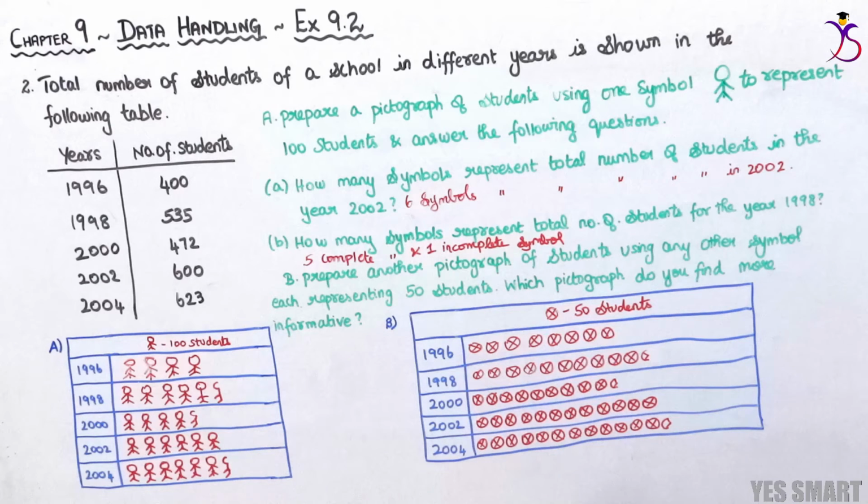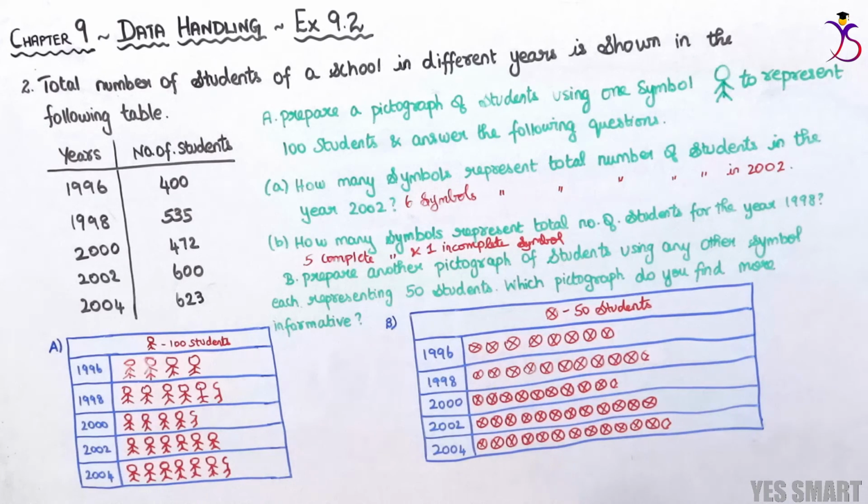We can say that the pictograph B, a symbol representing 50 students, is more informative. This is why, because on observing the year 2000, in the pictograph A, we have 4 complete symbols and 1 incomplete symbol. So we can say that it is 400 plus, it is greater than 400, lesser than 500. On observing the pictograph B for the same year 2000, we can say that it is greater than 450 but less than 500.